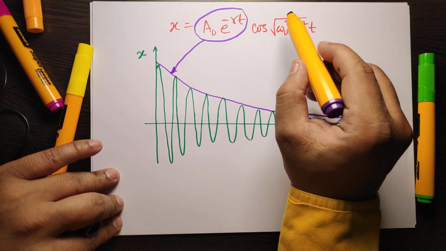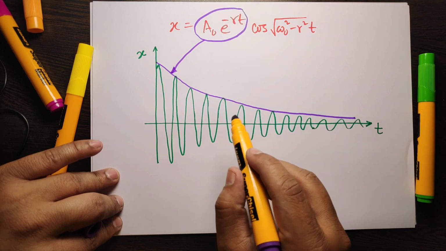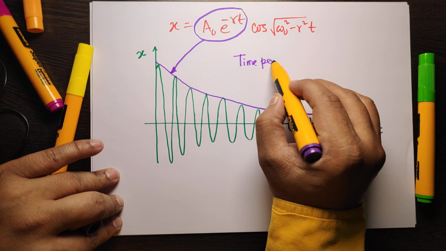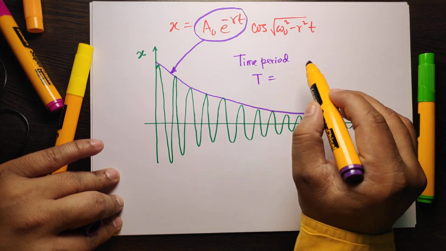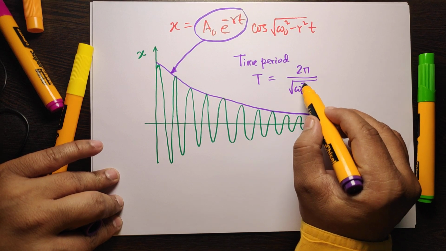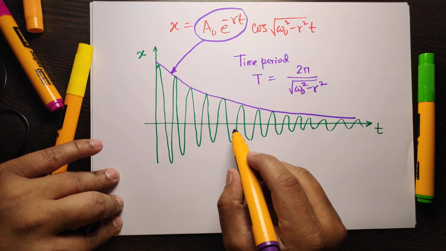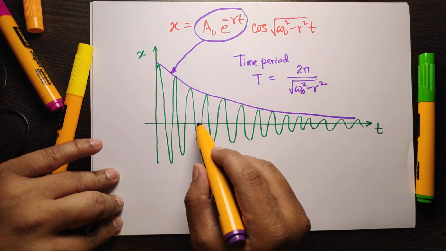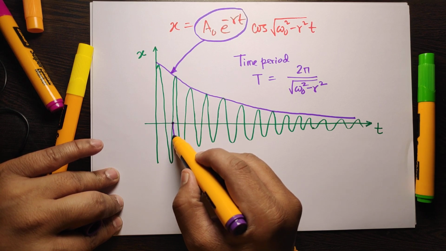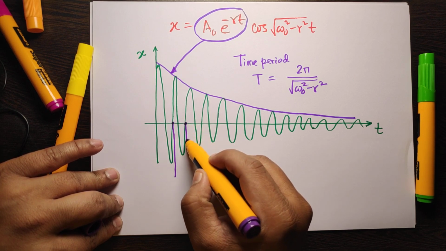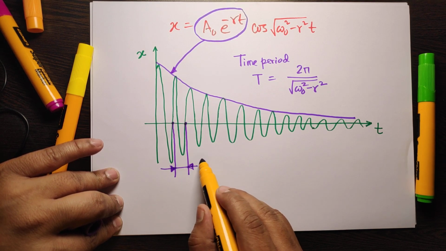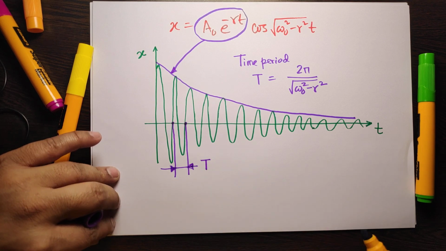What about this term? This is the angular frequency. So the time period T equals 2 pi by this angular frequency, root of omega naught square minus gamma square. Any 2 points in the same phase, this point and this point, give the time period of the damped oscillation.